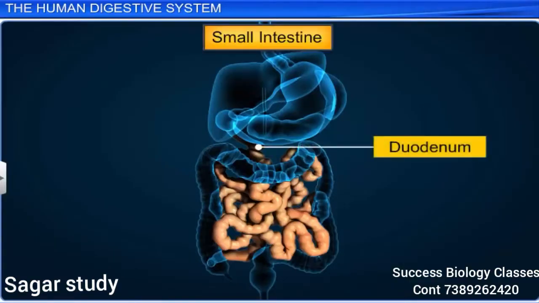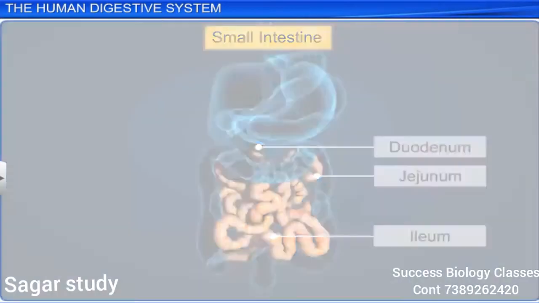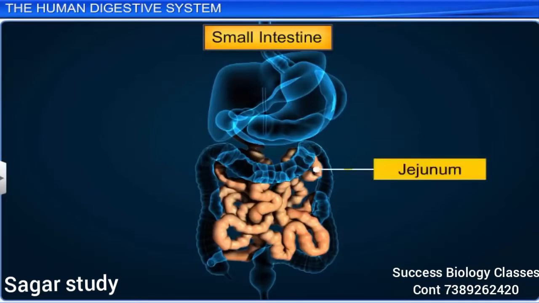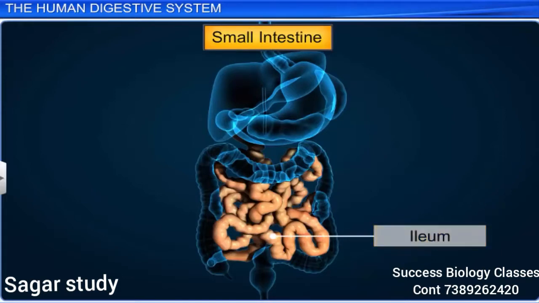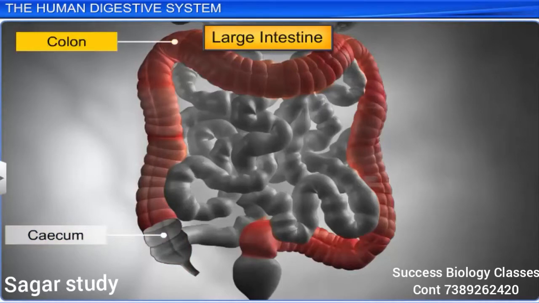The duodenum is followed by the jejunum and ileum that make up the rest of the small intestine. While the duodenum is the short, U-shaped portion, the jejunum is the long, coiled portion. The ileum, on the other hand, is a highly coiled region that opens into the large intestine. The large intestine, which is the second last part of the alimentary canal, is divided into three regions, namely the cecum, colon, and rectum.